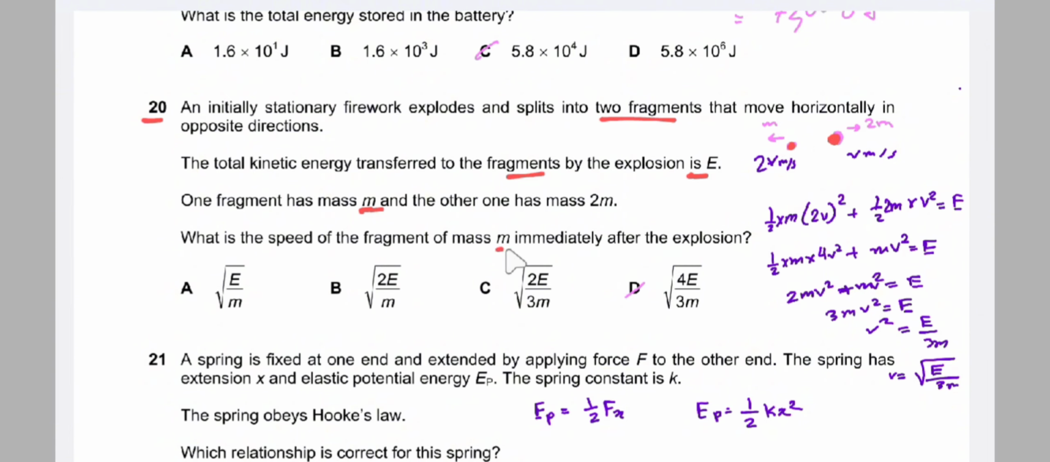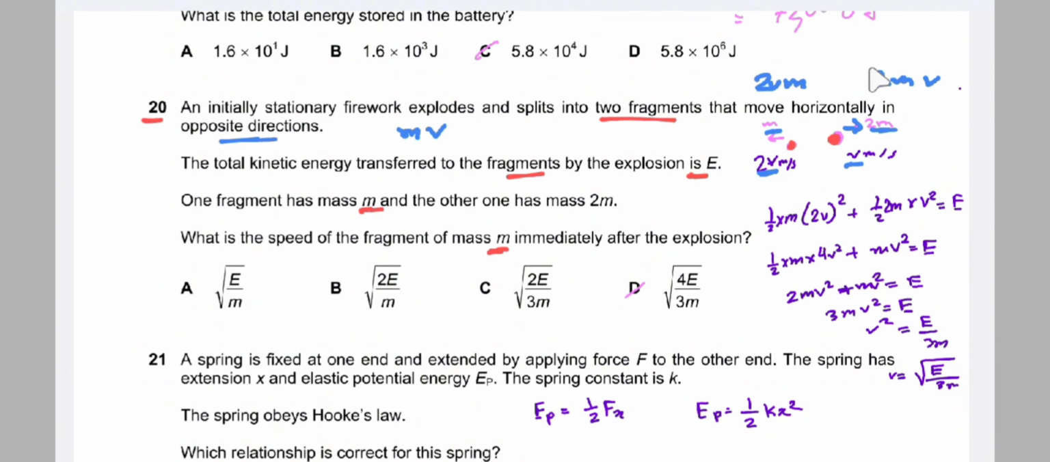What is the speed of the fragment of mass m initially after the explosion? Both fragments are moving in opposite directions, and you must remember that momentum is always conserved. Momentum is mass times velocity, so since one has a mass of 2m, it has a velocity of v, while this has a mass of m, so it must have a velocity of 2v. So 2v times m, and 2m times v.